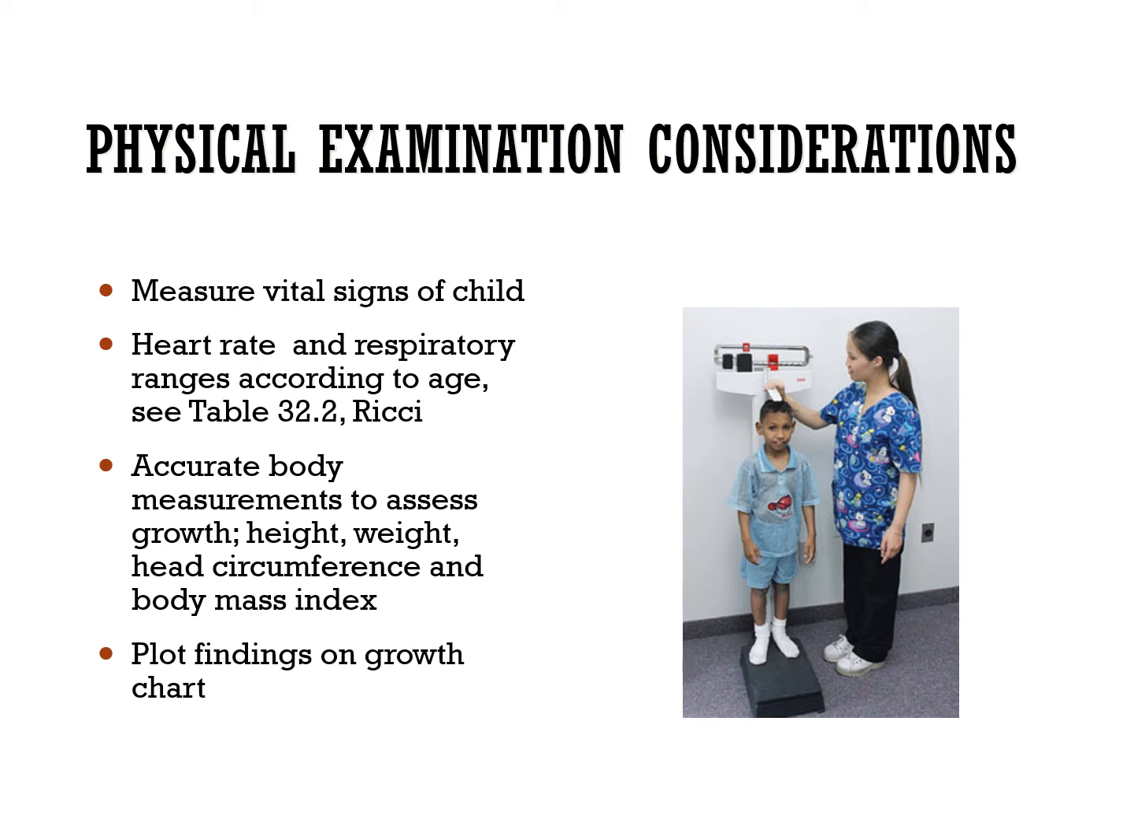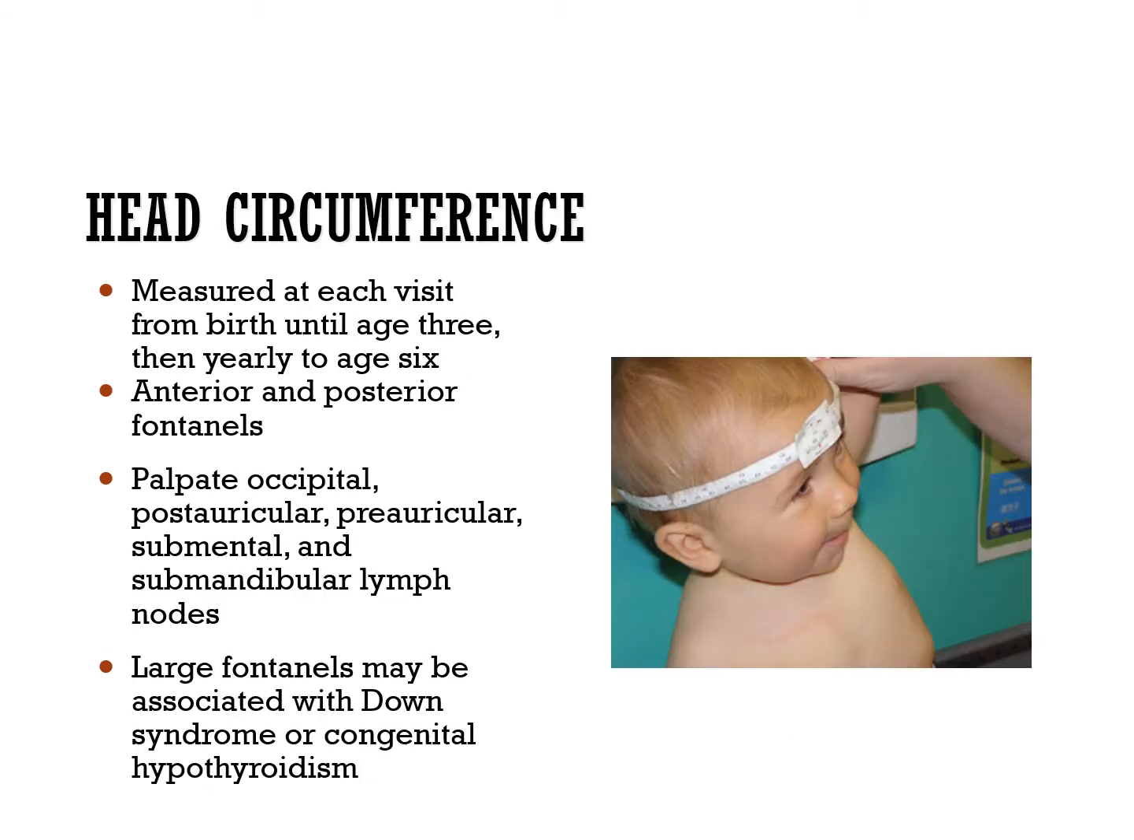These findings should be plotted on growth charts to obtain percentiles to ensure proper growth and development. Head circumference is measured for children at each visit from birth until age 3, and then yearly to age 6. Measurements should be started right above the eyebrows with the measuring tape around to the back of the head, right above the occipital prominence.